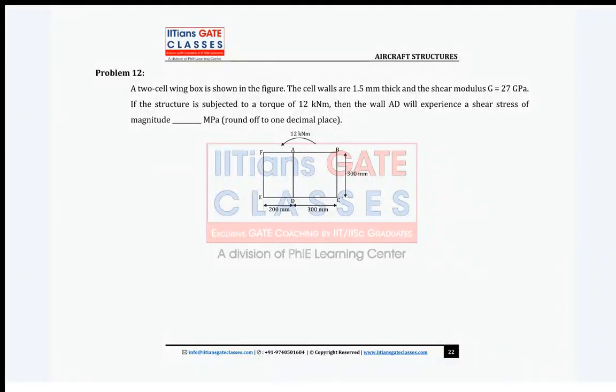Of thin wall structure, and this is one of the GATE questions from recent years, a bit lengthy question from torsion. Okay, so let's read what the question says. A two cell wing box is shown in the figure. The cell walls are 1.5 mm thick and the shear modulus G equals 27 gigapascal.